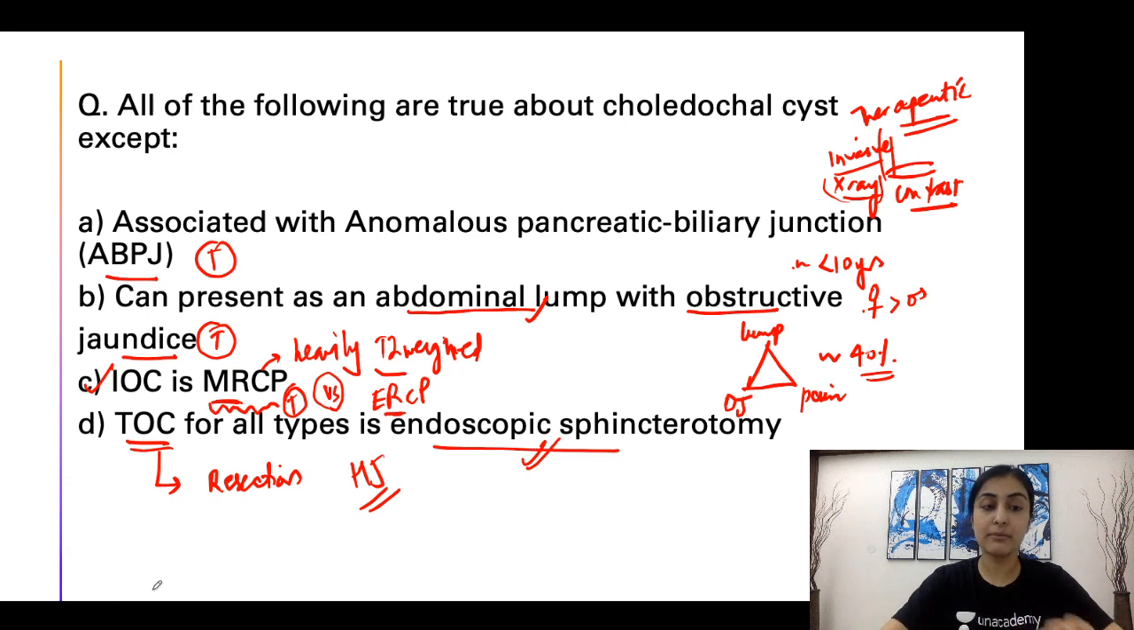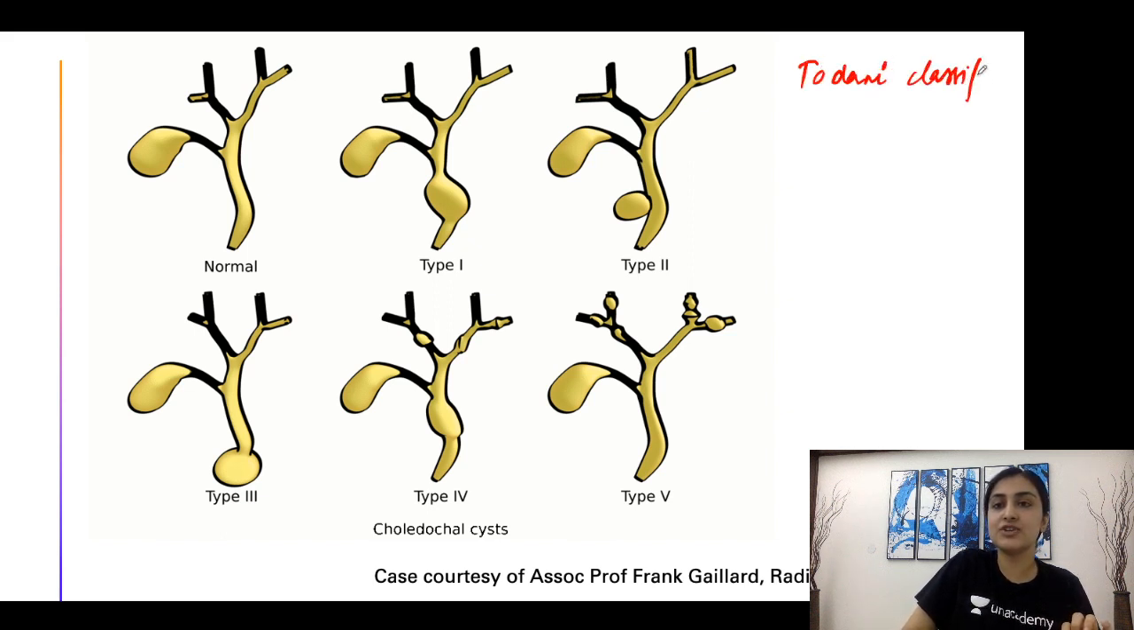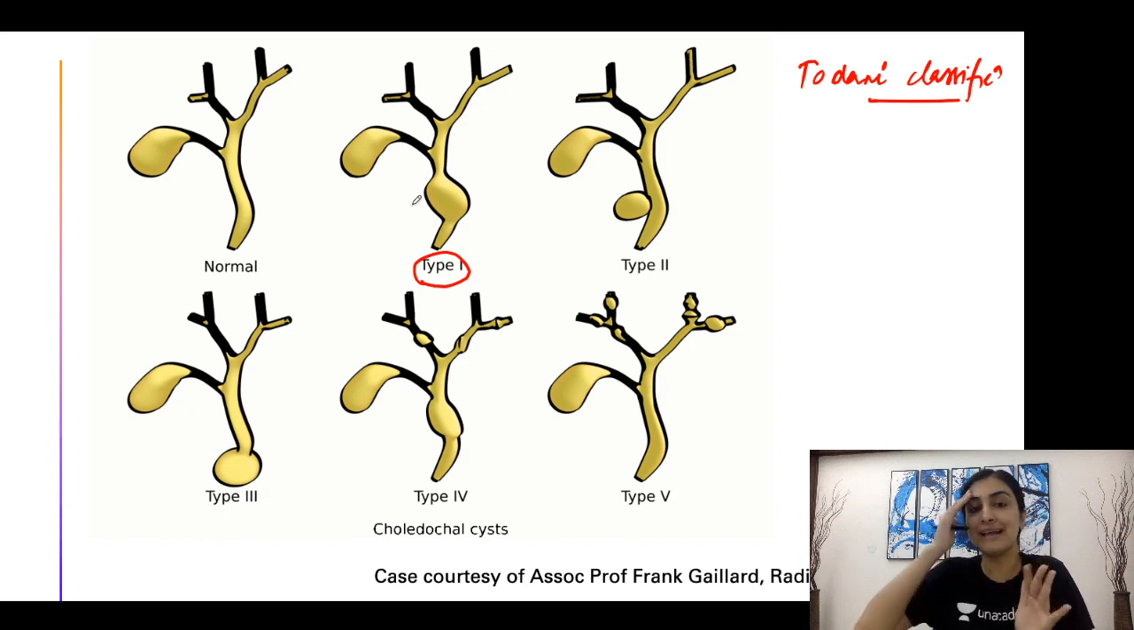So let's go into the most important part, which is our classification scheme of choledochal cyst. What is the name of this classification scheme? Very, very important. So remember, this is the Todani classification of choledochal cysts. If this is the normal schematic of your normal CBD, what will happen in type 1 is that there will be a fusiform dilatation. Can you see a single fusiform dilatation of the CBD? This is type 1.